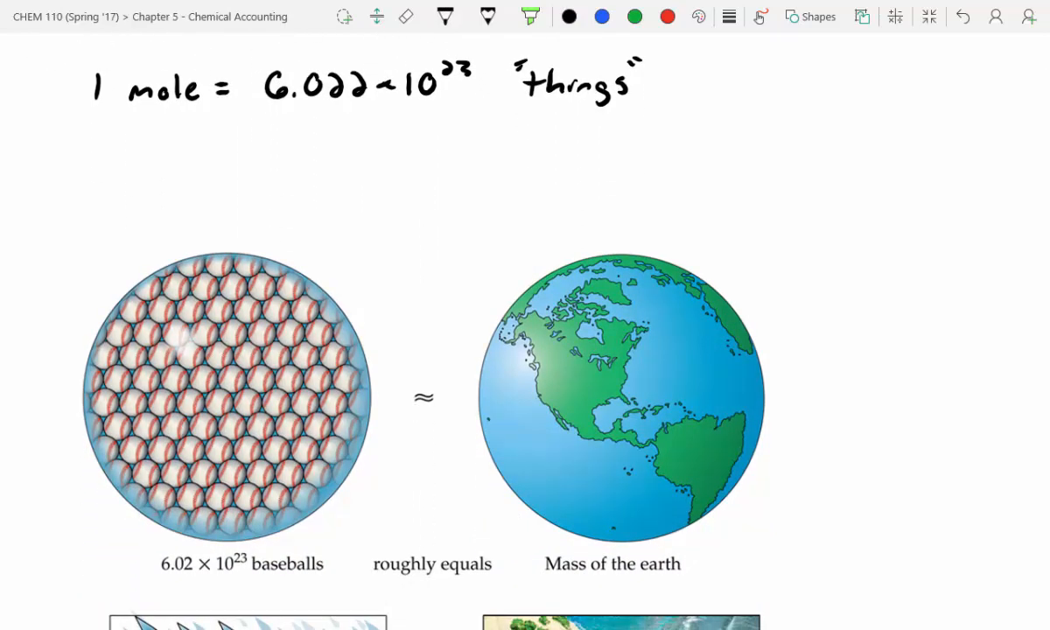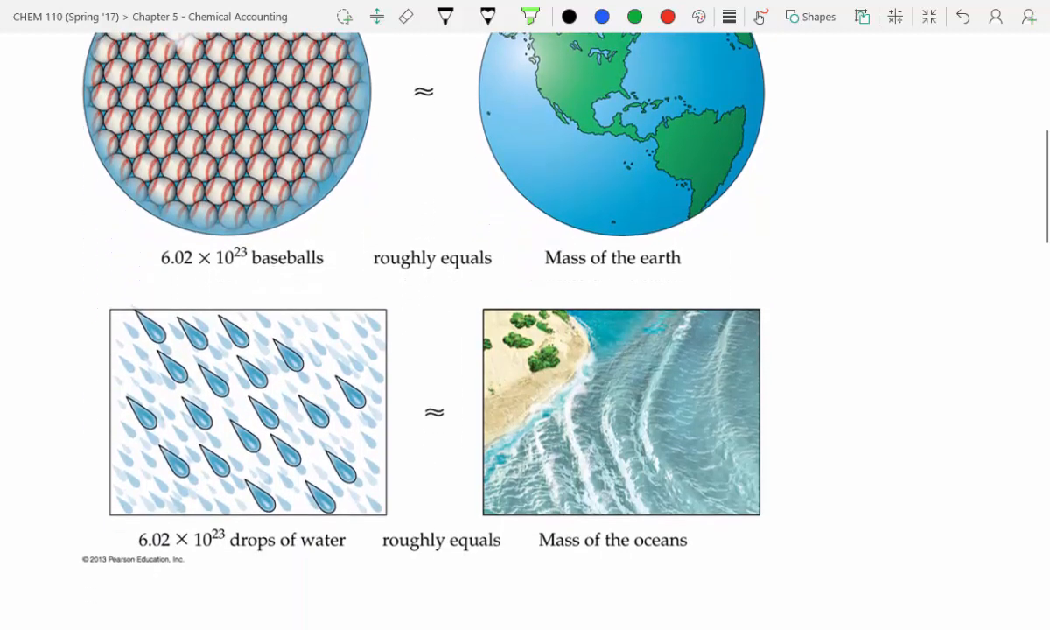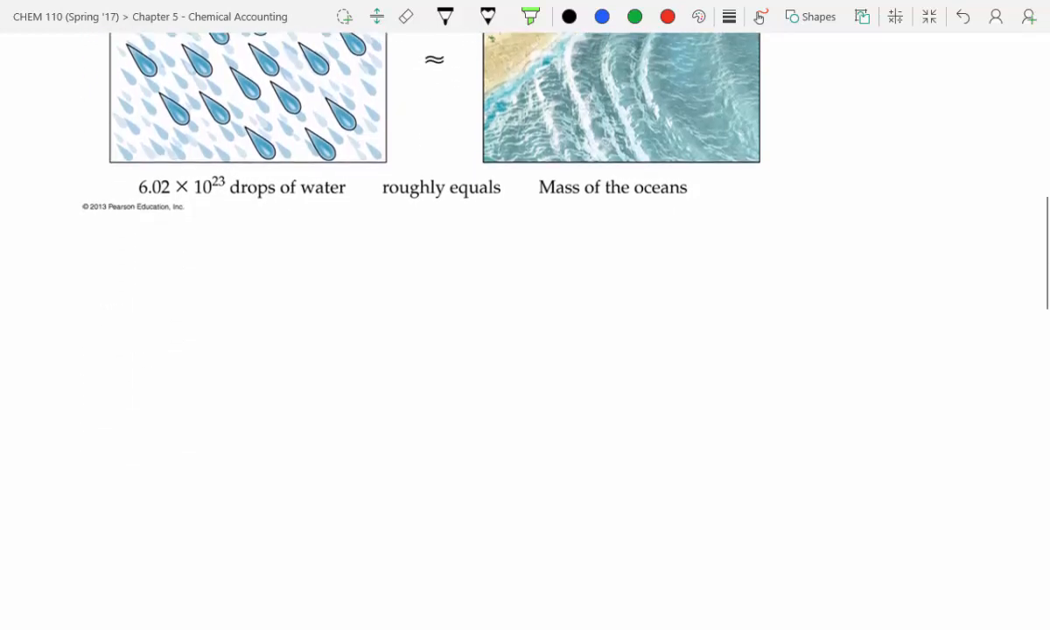The first one is a mole of baseballs would roughly equal the mass of the Earth. So 1 mole is a huge number of baseballs. The other one is 1 mole of drops of water would be about the mass of all the oceans on our planet. So again, it puts into context the scale of how large a mole is. It is a little bit confusing though. What we are going to have to do a lot of is convert between moles and things. So let's do a warm-up problem for unit conversions.